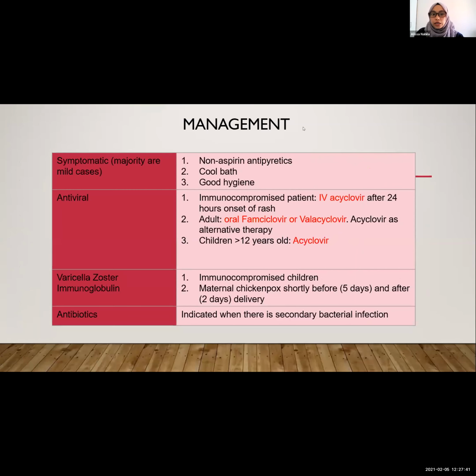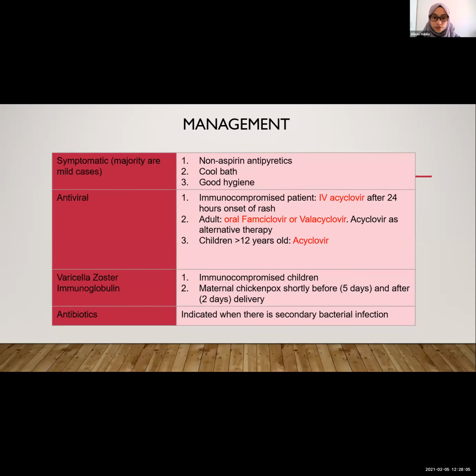For management, usually most have mild case and we just treat them symptomatically because it is self-limited and they will resolve spontaneously. So we give non-aspirin antipyretic, cool bath to ease the itchiness and maintain good hygiene. And then antiviral we can give in immunocompromised patient via intravenous acyclovir, within 24 hours onset of rash to reduce the complication. And then in adult, we can give oral valacyclovir or acyclovir, and children, we give acyclovir.